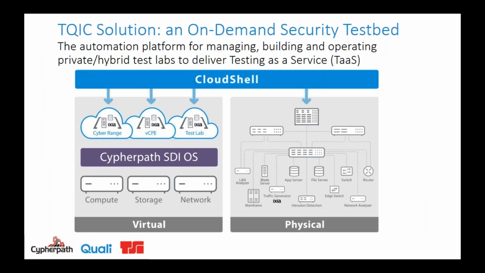Thank you, Pascal and Zaku, for a great overview of both Cypherpath and Quali CloudShell product. TSI now provides the glue to this whole process with our TQIC solution. As a reseller and subject matter experts for Quali and Cypherpath and Ixia, we're uniquely qualified to build out the solution. We provide API automation to connect the tools to leverage each vendor's strengths into a solution that is easy to deploy and easy to use.